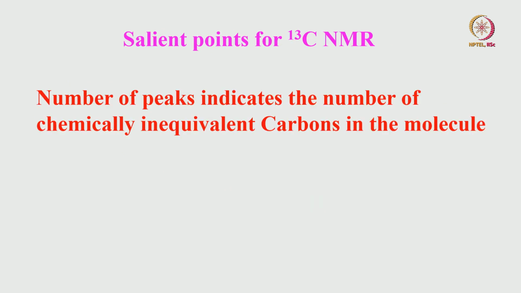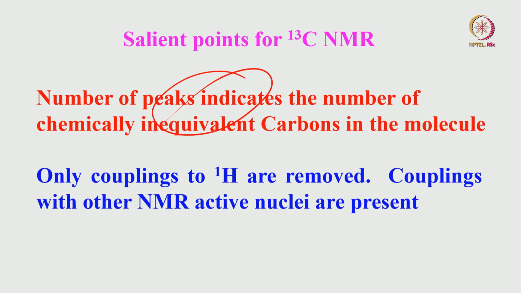Continuing further, the number of peaks always indicates the number of chemically inequivalent carbons in the molecule. For example, there may be 10 carbons, but you may get 8 peaks. That means only 8 are chemically inequivalent. 2 of them somehow have chemical equivalence and they will be overlapping. So, similar to proton, the number of peaks in the carbon-13 spectrum tells you the number of chemically inequivalent carbons present in the molecule.